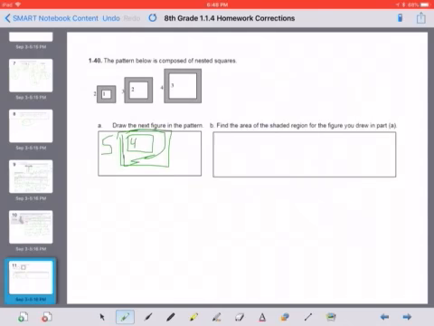Okay. Then it says find the area of the shaded region for the figure you drew. So in order to find the shaded region, I need to take away the non-shaded region. So I need to find the area of the whole square and then subtract the area of the inside square. So to find the area of the outside square, I did 5 times 5 minus the inside square, which is 4 times 4. So I ended up getting 25 minus 16, which is 9 units squared.